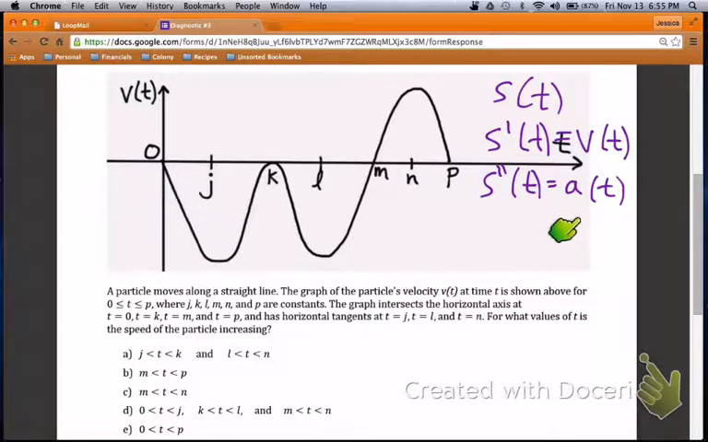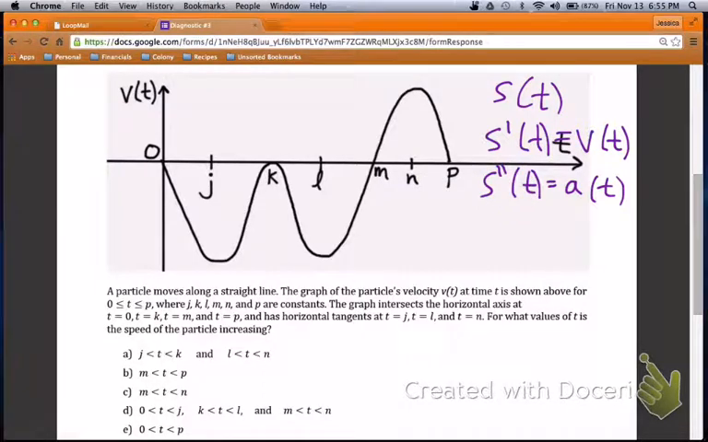The one I need to worry about is acceleration, making sure that it's the same sign when it needs to be. And remember that acceleration is positive whenever the velocity function is increasing. So for example, acceleration is positive here, and it's positive right here. Acceleration is negative whenever the velocity function is decreasing. So for example, right here, and over here.